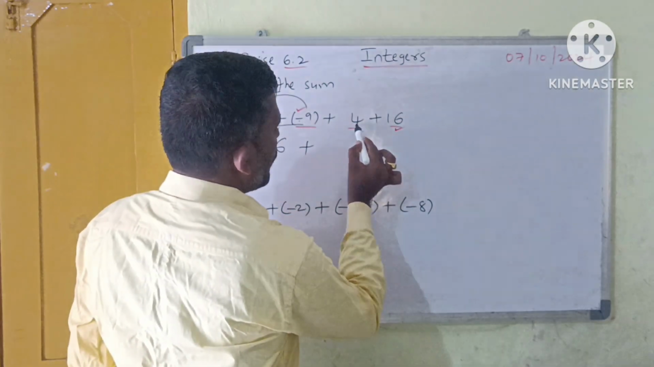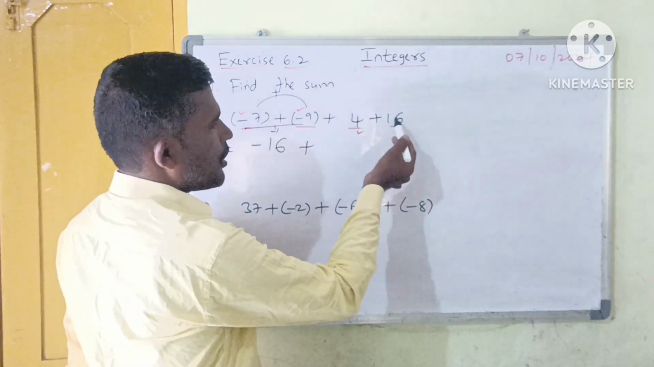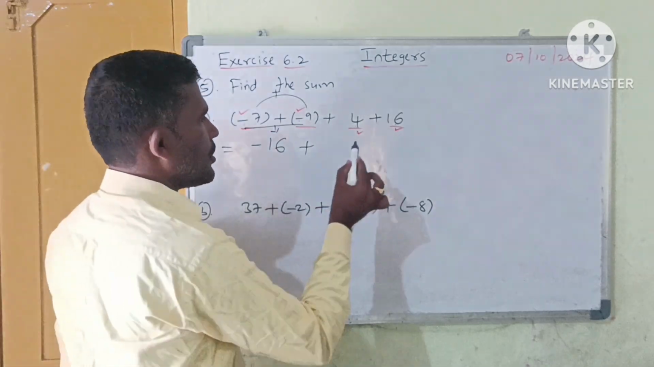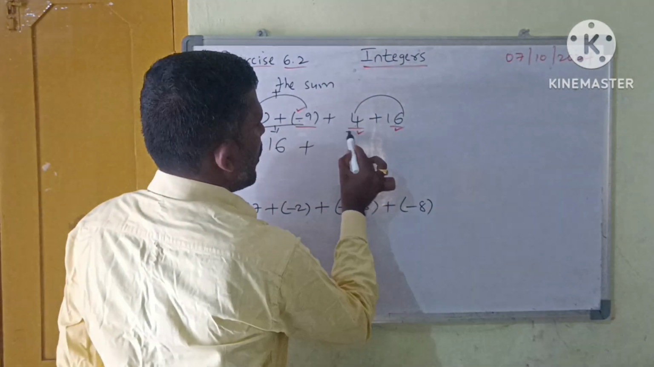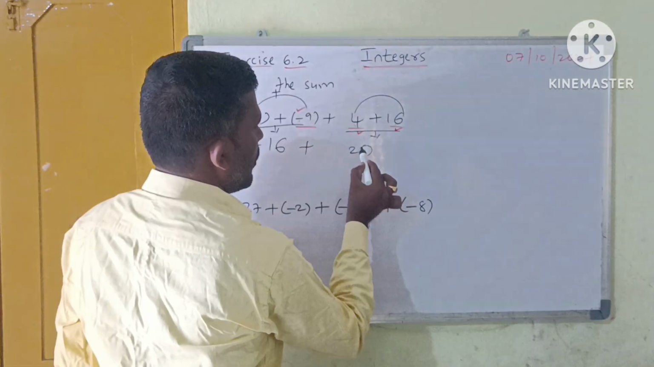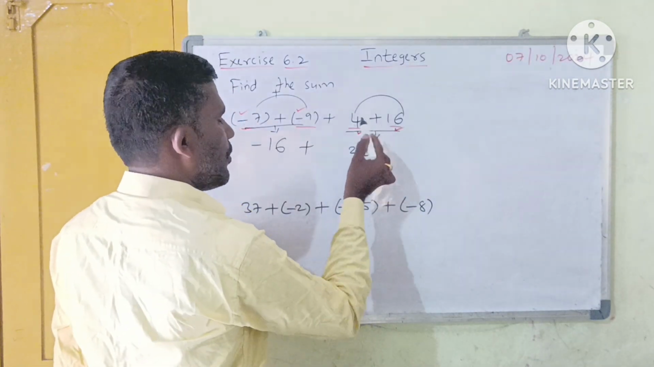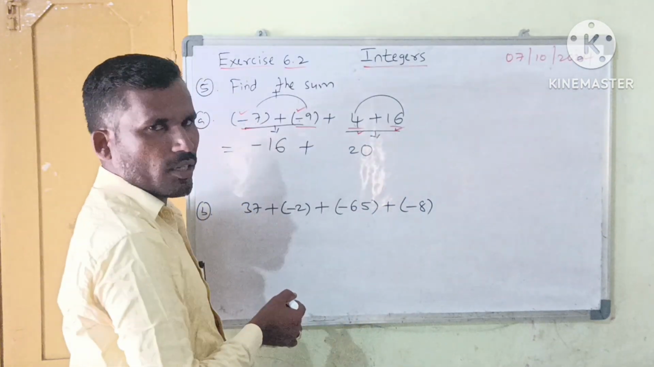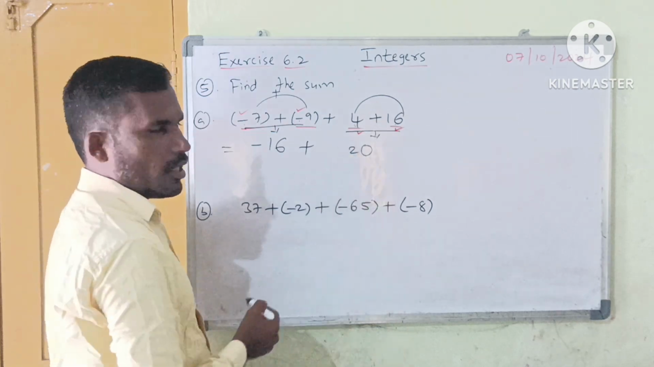And here 4, here 16. Here also both have plus, both have the same sign. Adding these 2, 4 plus 16 is 20. Both have the same sign, plus only. So I am taking plus 20. Plus 20 can be written as 20.